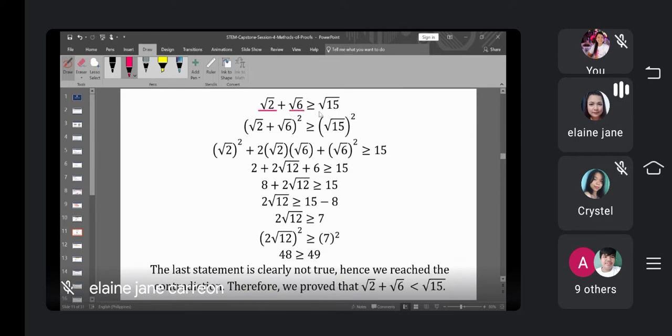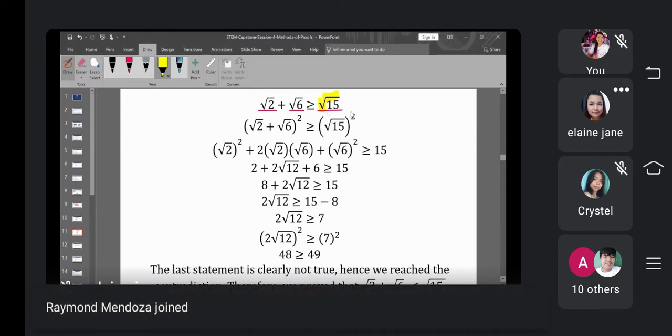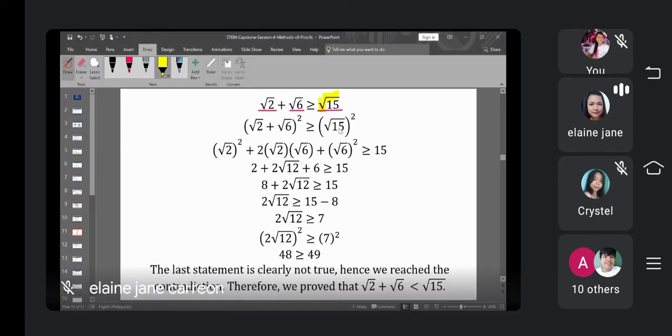So, our contradicting conjecture, or statement, is square root of 2 plus square root of 6 is greater than or equal to square root of 15. In order for us to eliminate the square root or the radical sign in the right side, of course, we're going to contradict the operation. And what is the contradiction of extracting the square root? It is squaring. Okay? So, iba ang extracting the square root sa squaring. Okay? So, we're going to square both sides of our inequalities. Okay? So, we square it. Ito yon. So, we are squaring it.